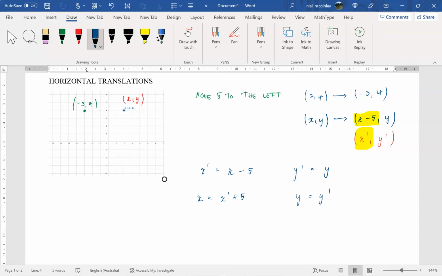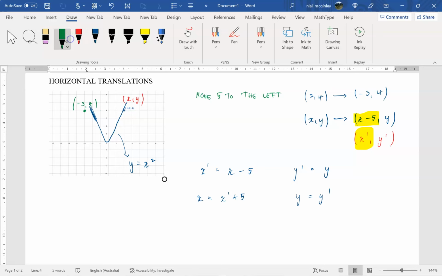So if we think about having a point here, and say this is a parabola, this is y = x squared that I'm drawing here. We're going to transform the function y = x squared into the new function under this transformation of moving it 5 to the left. And then we'll make sure that this point lies on the new function.